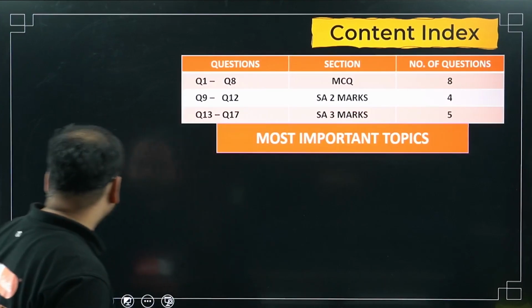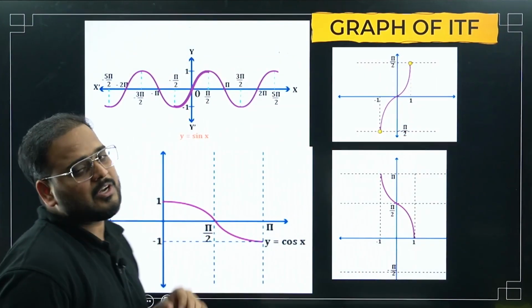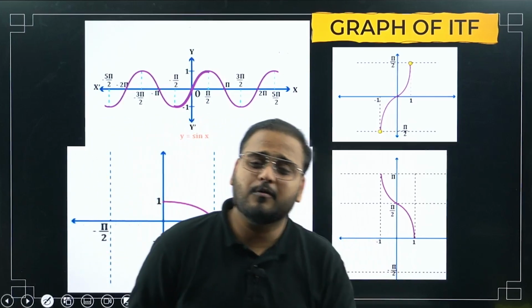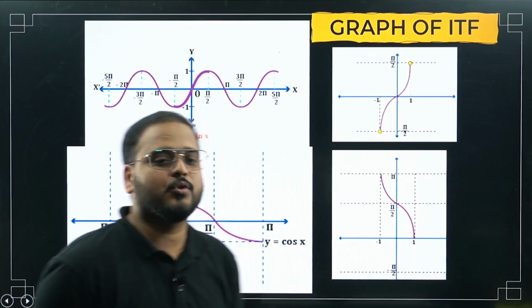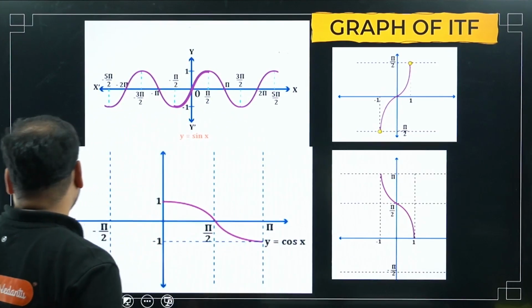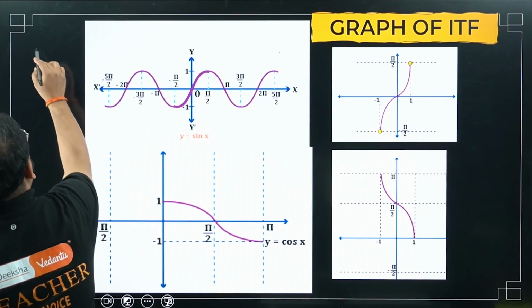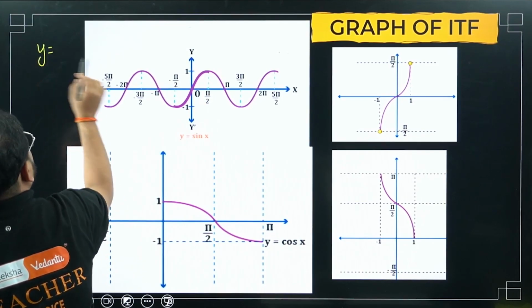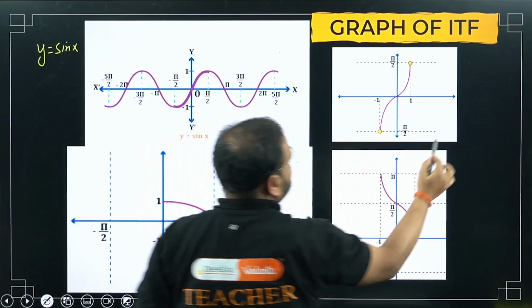Now moving on, as I said, graphs are very important. I'll tell you how the graphs are drawn for both trigonometric and inverse trigonometric functions, and how we relate them. We'll talk about everything. Looking at the first graph, which is for what? This is y equals sine x, the first picture. And what is this? y equals sine inverse of x.